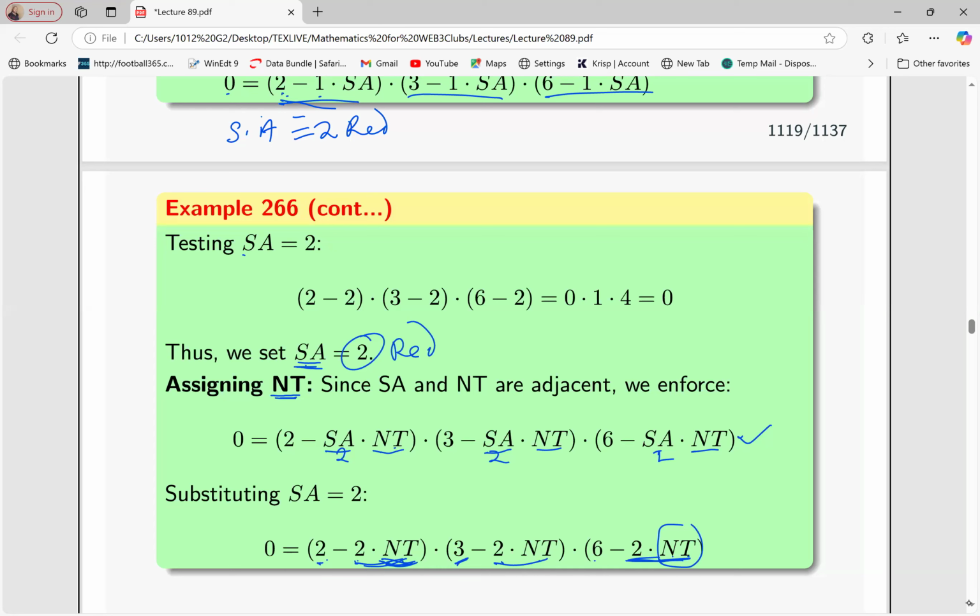If NT is 3, that's what you would then get. This will be 6 minus 6, which means 0, but this will be 3 minus 6, and this will be 2 minus 6. But since this last bracket is 0, multiplied by the rest, we still get a 0. So let's choose on the last one. Since we've already assigned red somewhere and blue somewhere, let's assign green, which is 3. Let's assign NT to be 3, so that we have NT being green.